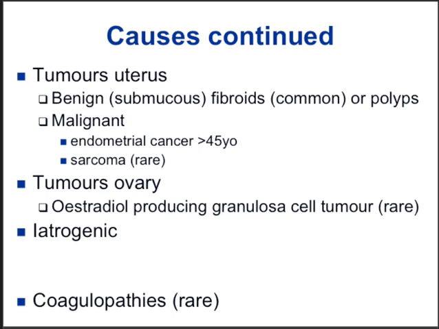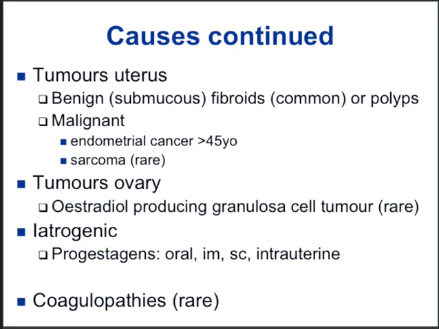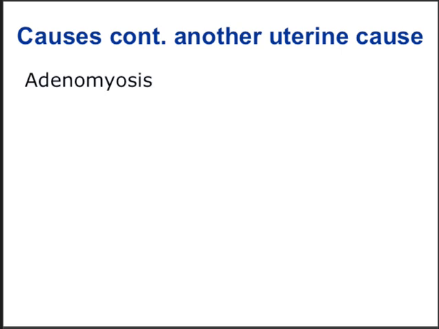premature puberty. Iatrogenic, yeah, we doctors prescribe progesterones, oral, or they administer intramuscularly, such as Depo-Provera, or subcutaneously, such as the Implanton rod, or intrauterine, such as the Mirena intrauterine system. And of course, women on warfarin, on anticoagulation, sometimes are over anticoagulated, which can result in bleeding, very rarely coagulopathies. Adenomyosis is another uterine cause.